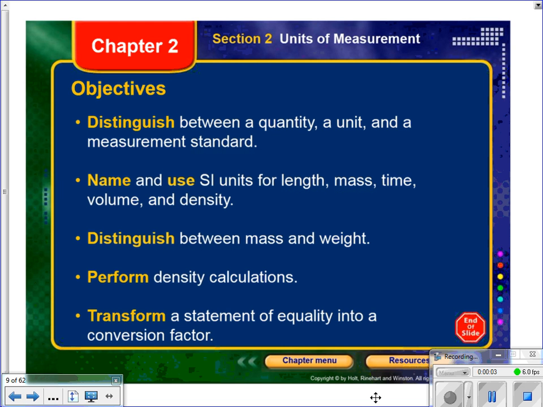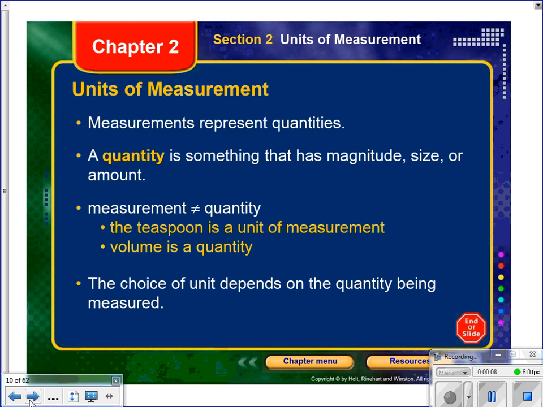These are notes over Chapter 2, Section 2. We have two different ways that we can take measurements. They can be quantitative or qualitative.